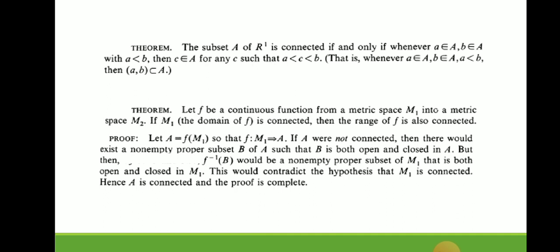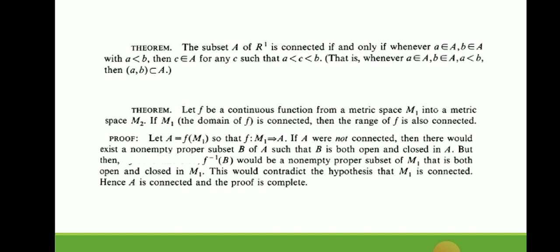The next theorem: let f be a continuous function from a metric space M1 into a metric space M2. If M1 is connected, that is, the domain of f is connected, then the range of f is also connected, f of M1 is also connected. The proof is very simple. Let A equal f of M1, the range of M1 under f, so that f from M1 to A is onto. Now I restrict the codomain to the range, therefore the function becomes an onto function.